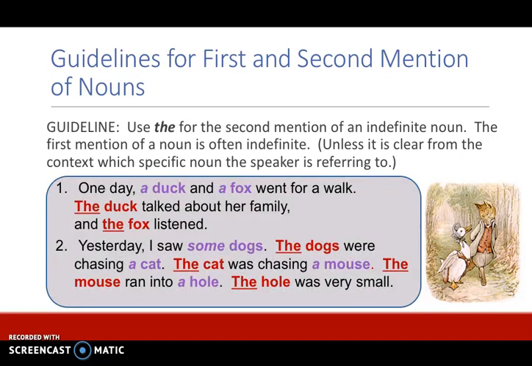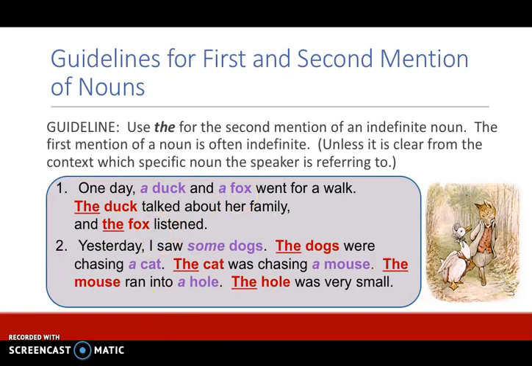Here are some examples. One day, a duck and a fox went for a walk. The duck talked about her family, and the fox listened. So, as you can see in this example, the first time these nouns are mentioned, they are indefinite because the first time we don't know which duck and which fox we're talking about. It's one duck and one fox. But the second time, now we know which duck it is. It's the same duck, and we know which fox it is. It's the same fox that was introduced earlier.